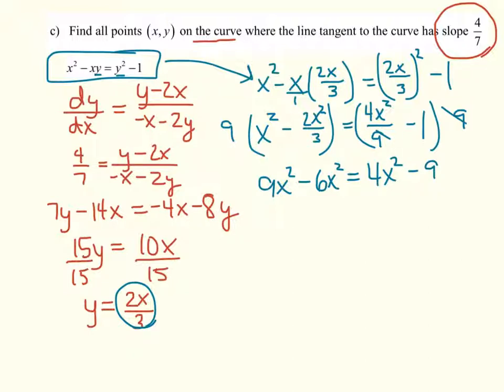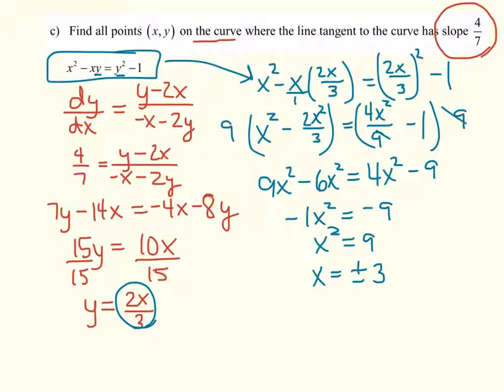Now we can go ahead and clean this up. 9x squared minus 6x squared would be 3x squared. If I subtracted the 4x squared over, I'd have negative 1x squared equals negative 9. So x squared would equal 9. So x would equal, don't forget, plus or minus. When we take the square root within an equation, you have to remember it's plus or minus, positive or negative 3. So there are my x values, and we're almost done.